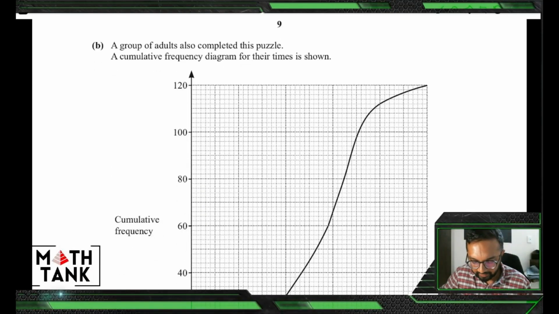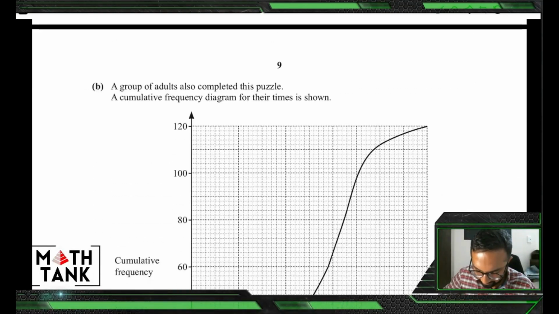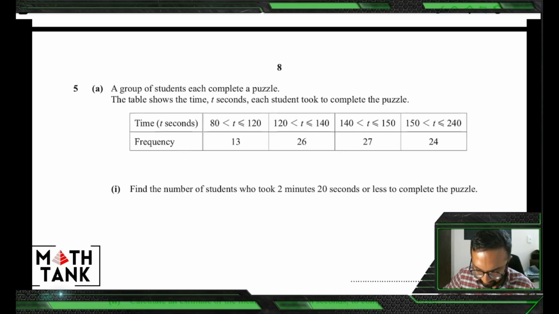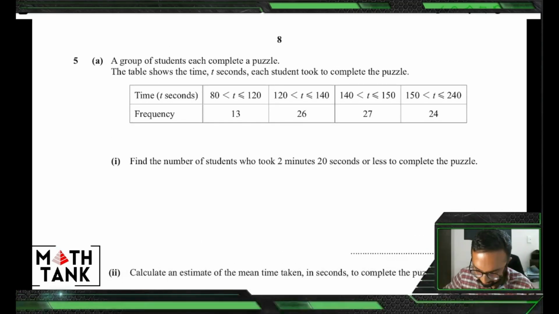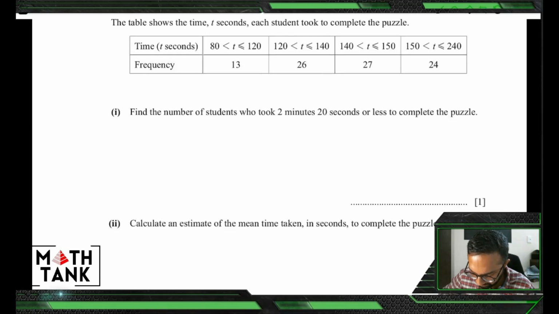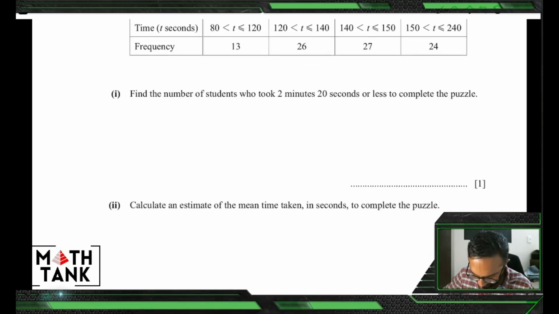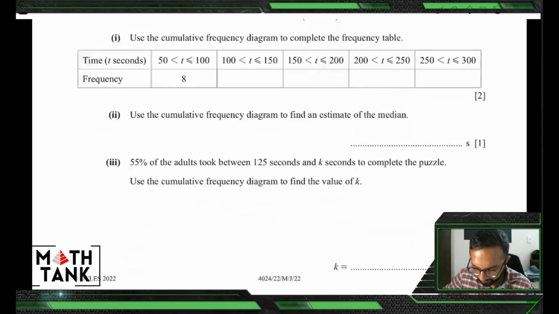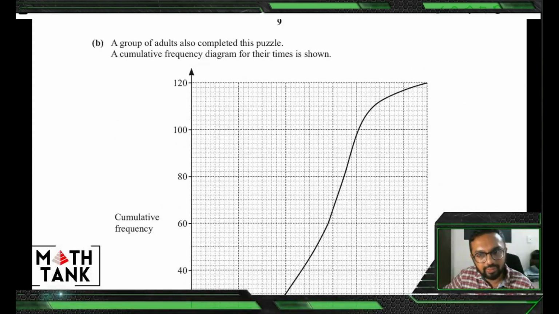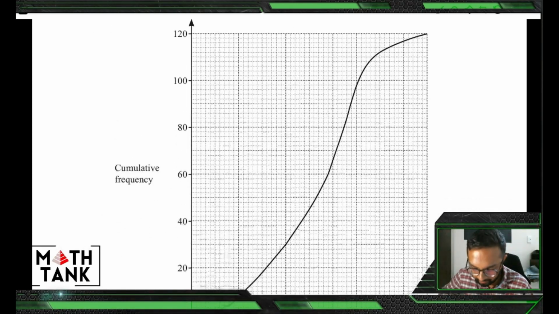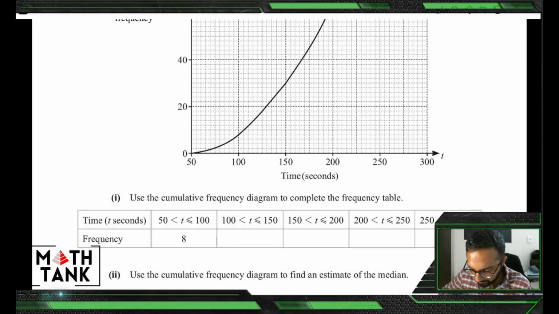It says a group of adults also completed this table. Okay, it has first part. Okay, a group of students complete the table, number of students, mean number of students, and so on. I hope there's not a comparison. Okay. Let's do this frequency. This is about adults then. That was about children. This is about adults. Let's use the cumulative frequency to complete the frequency table below.